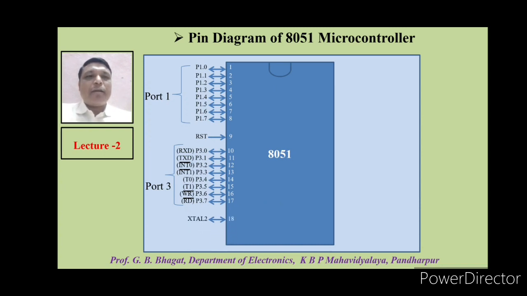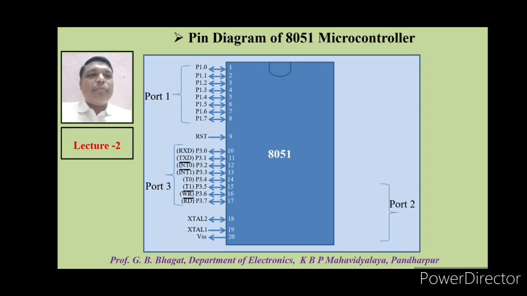The next pin number 18, that is crystal 2, and pin number 19 is crystal 1. These two pins are used to connect the crystal externally to the controller, because it has an on-chip oscillator and only the crystal is connected externally. Then pin number 20 is the ground pin, that is the ground terminal of the power supply is connected to this pin.